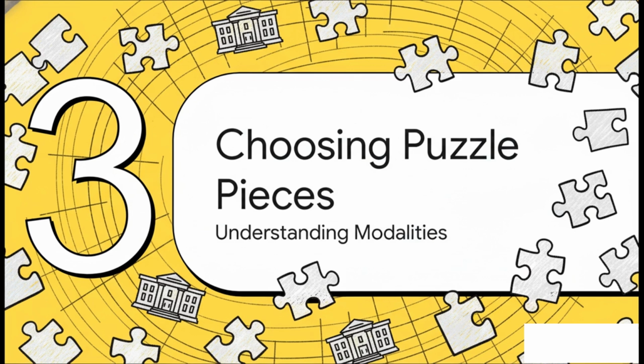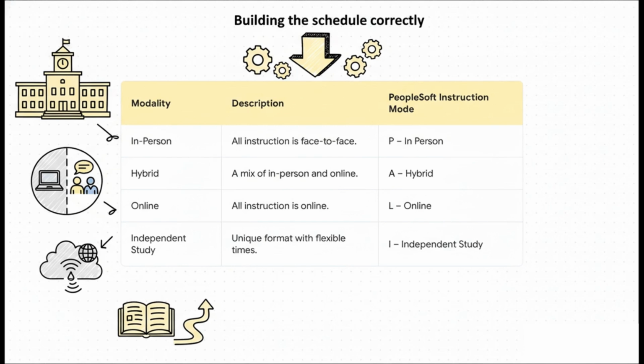And here's the thing, you have to build each of them a little differently in PeopleSoft. And this table here, it lays it all out for you, nice and simple. Every class format, whether it's fully in-person or an independent study, has its own special instruction mode code in PeopleSoft. P for in-person, A for hybrid, you get the idea. Getting these codes right isn't just a suggestion, it's absolutely fundamental to making the schedule work.